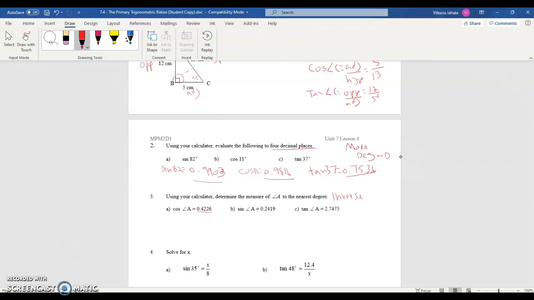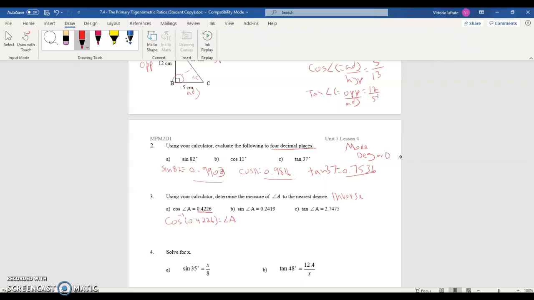So if I was doing the inverse of cos, inverse means opposite, it would be the cos, and on your calculator you'll see a little -1 exponent. And in brackets I would put 0.4226 is equal to angle A. So the idea is this is cos of angle A. To uncos it, to do the opposite, you do the inverse cos.